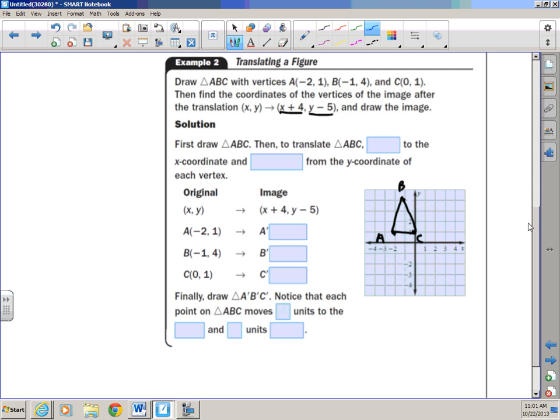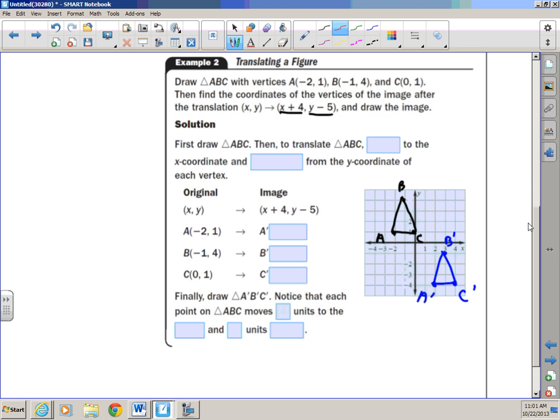Now, my preferred method is to take the original triangle and move the points. So I'm at A, I count 4 to the right, 1, 2, 3, 4, and 5 down, 1, 2, 3, 4, 5. There is A prime. I do the same thing with B. 1, 2, 3, 4, 1, 2, 3, 4, 5, B prime. And then C, 1, 2, 3, 4, 1, 2, 3, 4, 5. And then just connect the dots.